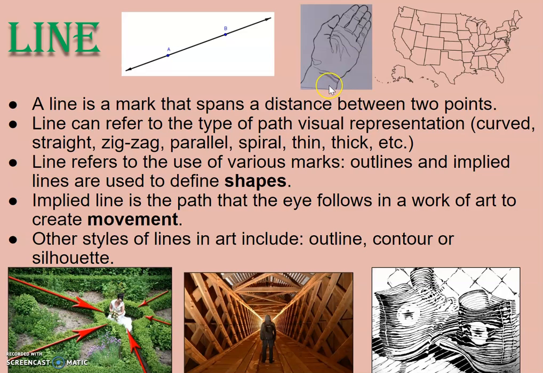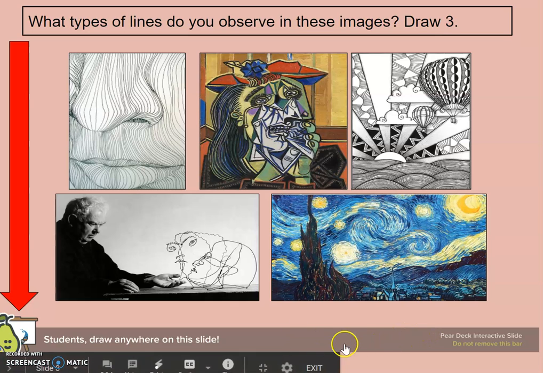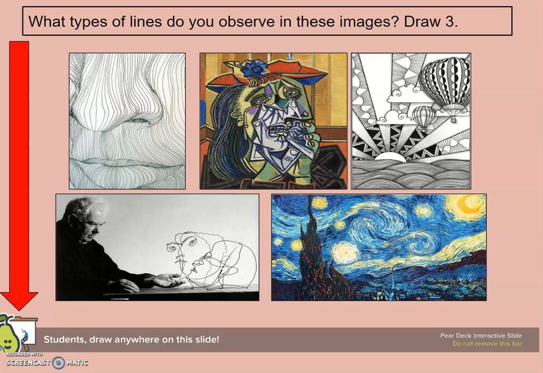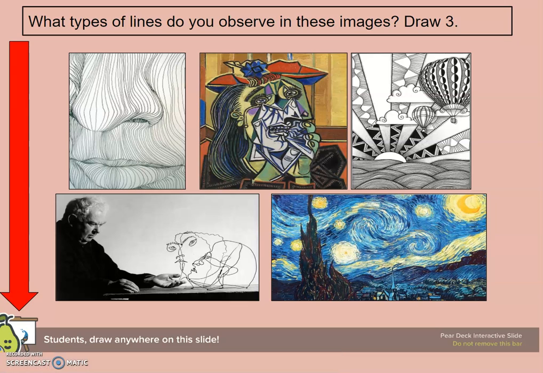Now, contour line drawing is something that we will be doing as part of this project. What types of lines do you observe in these images? You're going to notice that there is a Pear Deck band right here. Now, being that this is on YouTube, you're not going to be able to click on that right now, but in Google Classroom, you will be able to click on that and you will be able to answer the question by drawing 3 different types of lines that you see in this picture.